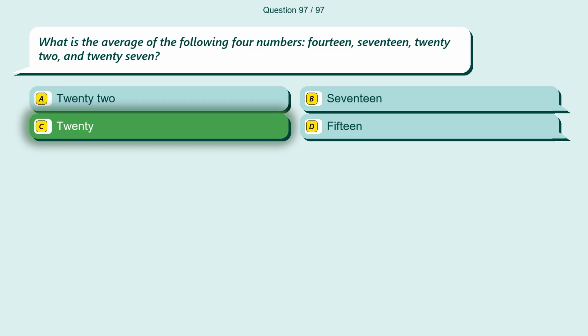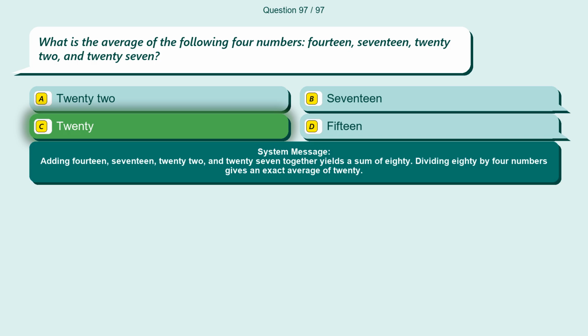The correct answer is option C, 20. Adding 14, 17, 22, and 27 together yields a sum of 80. Dividing 80 by 4 numbers gives an exact average of 20.